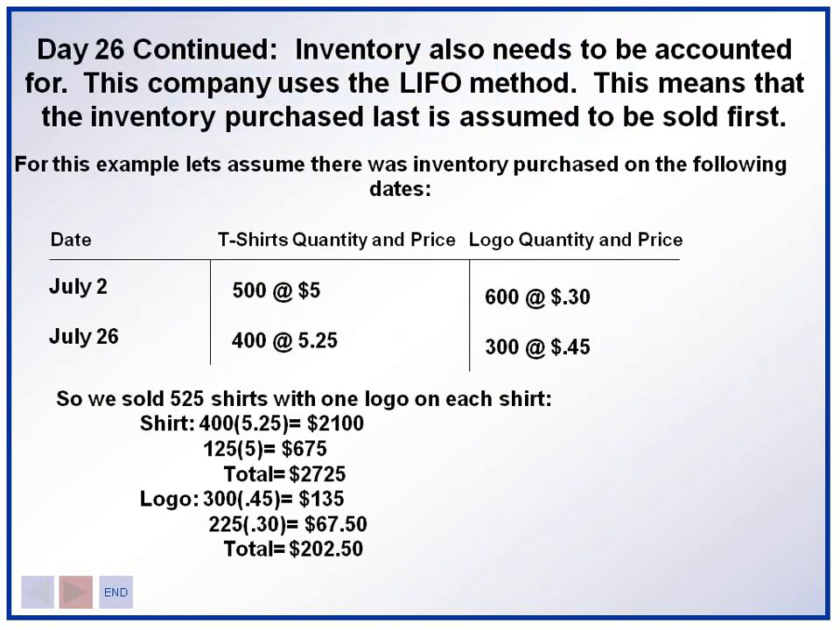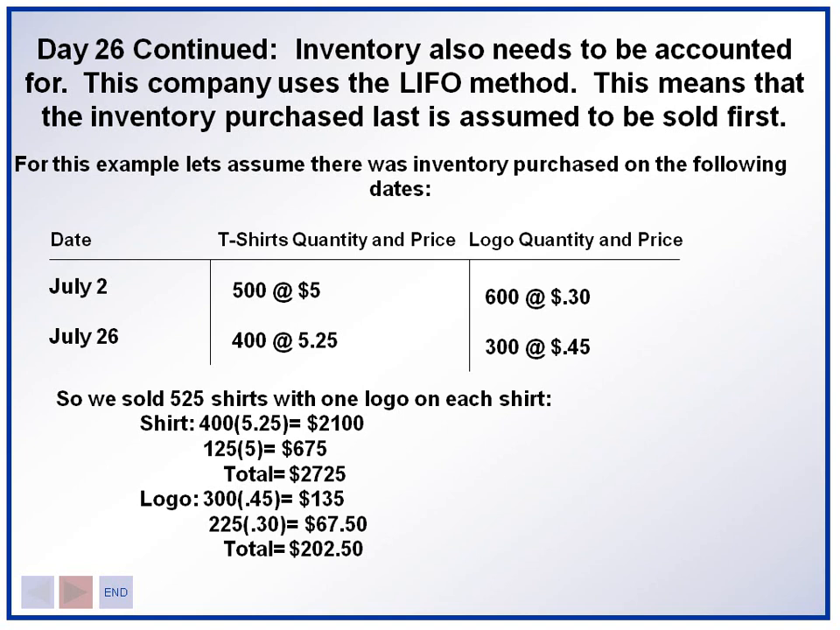Our company accounts for inventory using the LIFO method. The LIFO method assumes that the inventory purchased last is the first that is sold. Our company purchased t-shirts and logos on 2 different dates at 2 different prices, as you can see. For this example, we assumed we sold 525 shirts, assuming 1 logo on each shirt. To calculate the cost of goods sold, we need to calculate the cost of shirts and the cost of logos.